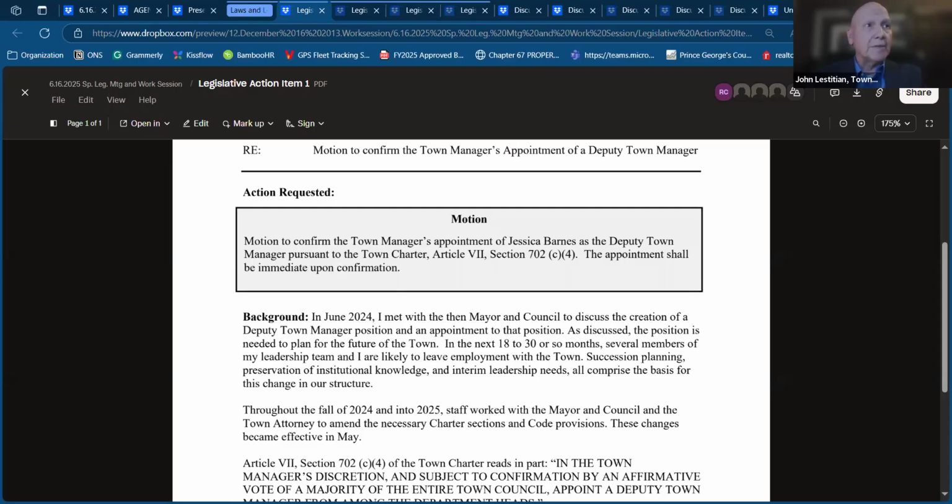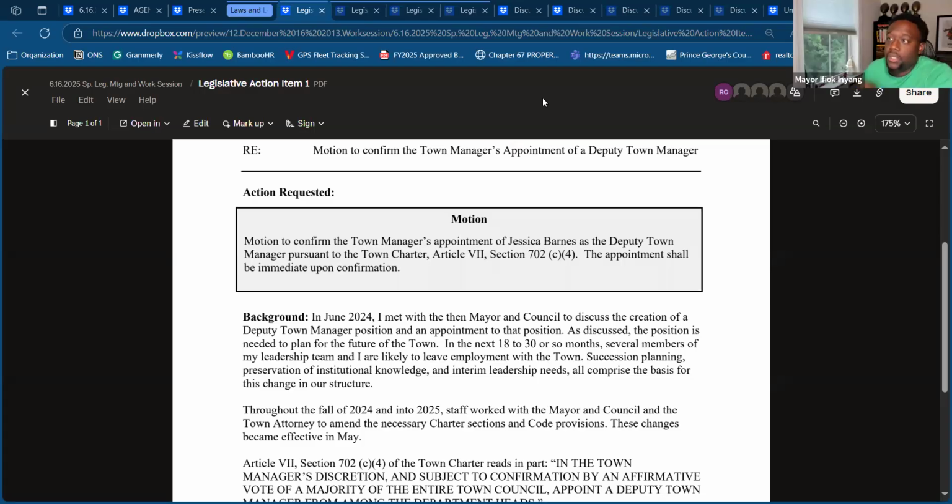And for the reasons stated in the memo, succession planning, preservation of institutional knowledge, and interim leadership needs are the basis for those changes to code and charter. As it relates to this agenda item, the appointment belongs to the town manager. And as I've notified the council, I am appointing Jessica Barnes as deputy town manager, subject to a confirmation vote by the council. And it requires the majority of the entire council. So that'd be a minimum of 4 affirmative votes.